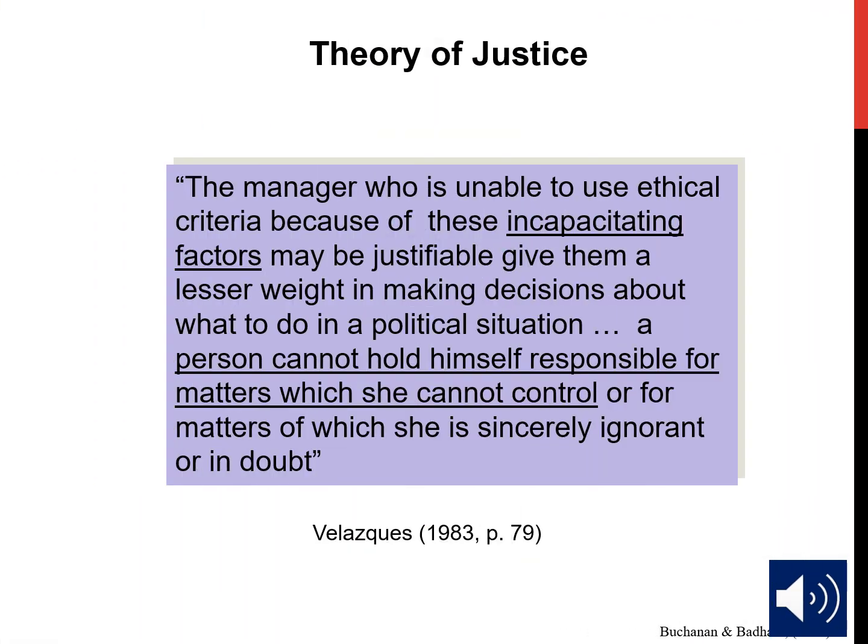The framework presented does not represent a rigid decision structure. It means that there are different escape routes which give the project manager license to apply a reasonable judgment in a specific context. In this slide, we have additional information that explains this idea of incapacitating factors that justify not using, or putting lesser weight on, some of the specific ethical criteria that we have mentioned.